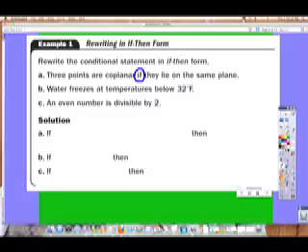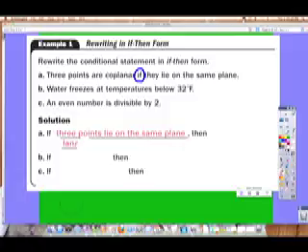All right, board magic. I already got this ready, so I'm going to erase it and make sure that's what it put. Yep. If 3 points lie on the same plane, so I just kept using the after the if part. And then just copy down the first part. Then the 3 points are coplanar.